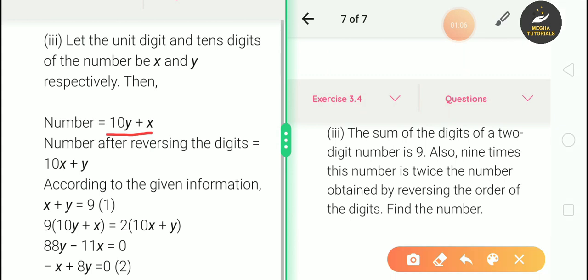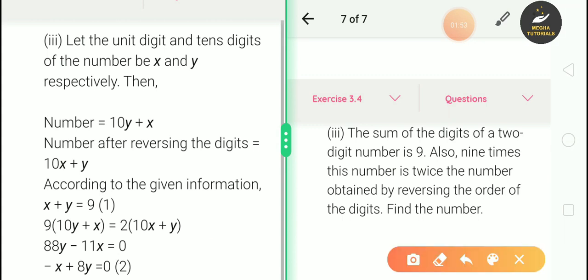Okay. Now the original number is 10y plus x and the reverse number is 10x plus y. Now according to the first condition, the sum of the digits, that is x plus y, is 9. So equation 1 is x plus y is equal to 9. And the second condition, 9 times this number, that means 9 times the original number. So 9 into 10y plus x, the original number, is equal to twice the number obtained by reversing the digits, that is twice the new number, 10x plus y. So we got 9 into 10y plus x is equal to 2 into 10x plus y. So we need to solve this further.